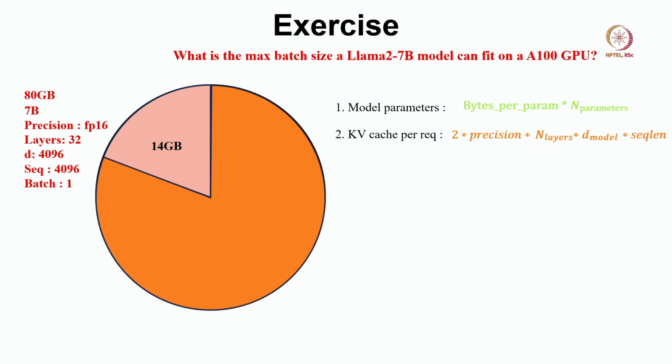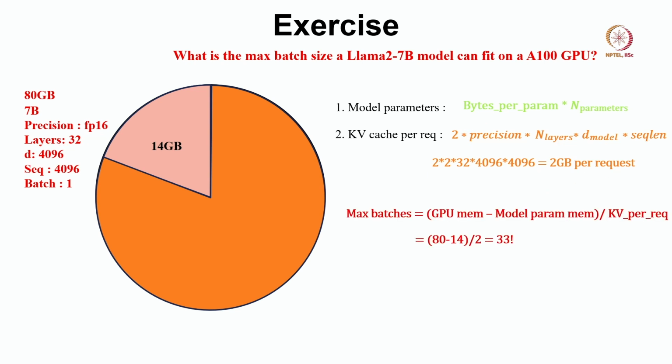Now with that, let us compute how much memory the KV cache of each request needs. That will be 2 multiplied by 2, since precision is FP16, which requires 2 bytes, then number of layers is 32, d_model is 4096, the embedding size, and the maximum sequence length is 4096. If you multiply, you will see that we need 2 GB of memory for the KV cache per request.